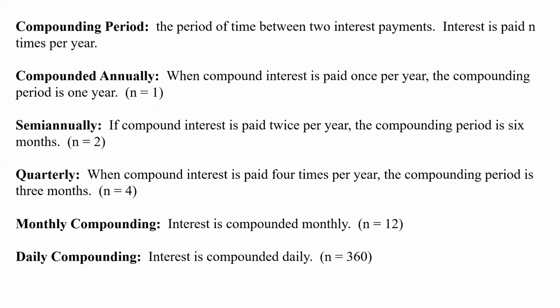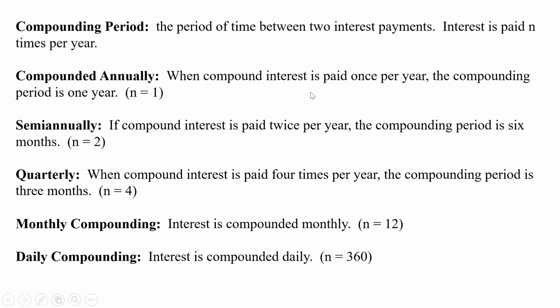All right. Now, what if it's not compounded once per year? What if it's compounded multiple times? Then we have to look at the compounding period, which is the period of time between two interest payments. Now, interest is paid n times per year, and n can be a lot of different things. It could be semi-annual, annual, monthly, quarterly, however we decide to do it. So first one we have is compounded annually.